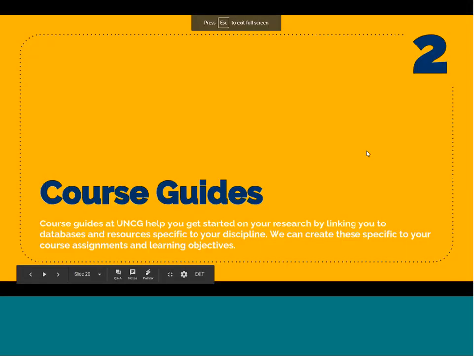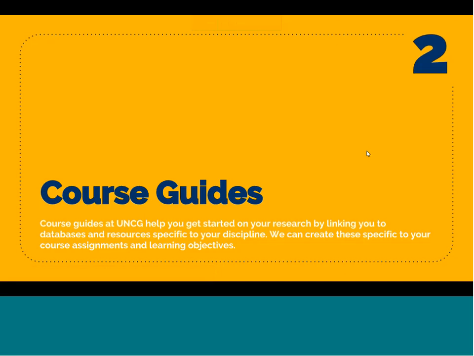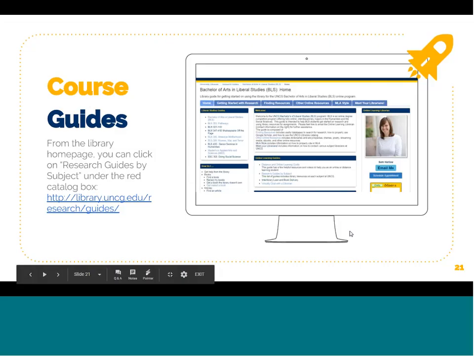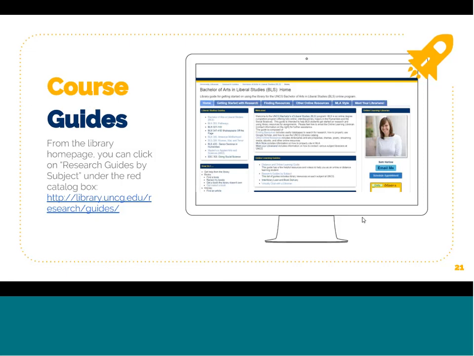Okay, so I've mentioned this before, but the library does create these online course guides that help you and your students with their research by linking you to databases and resources specific to your discipline or course. They're really useful for online courses. Here's an example of the one I've done for the Bachelor's of Liberal Arts Studies, the BLS program, where we have Getting Started with Research, Finding Resources, your citation style, and a page where you can meet your librarian. You and your students can also schedule virtual appointments and chat with a librarian, email the librarian, all from this one guide.